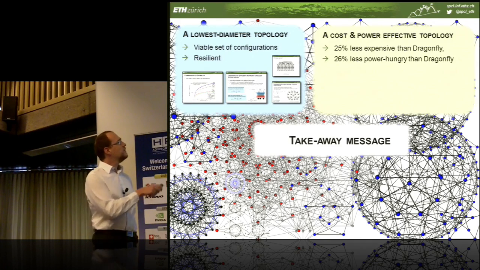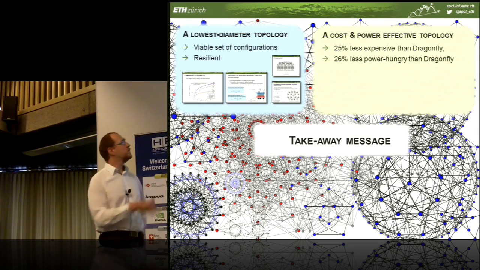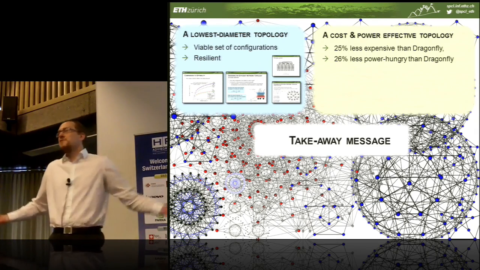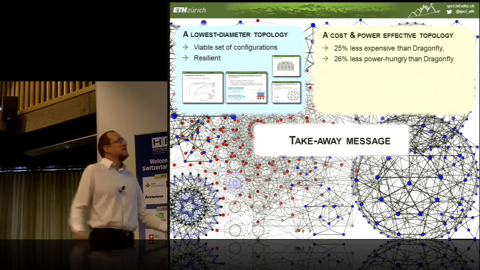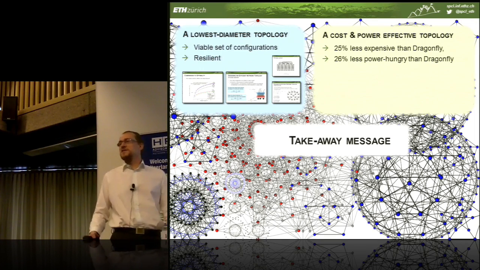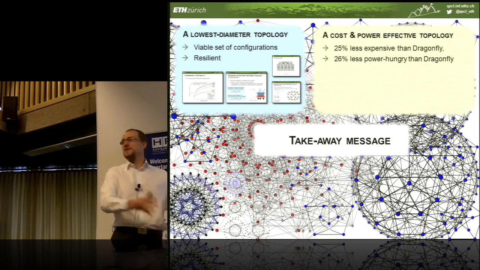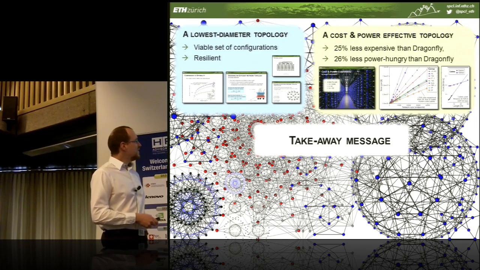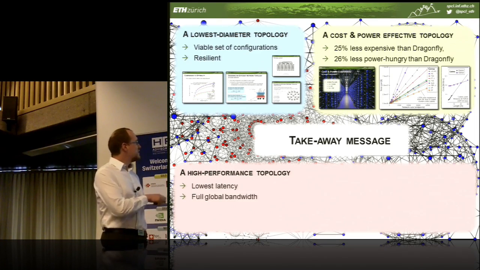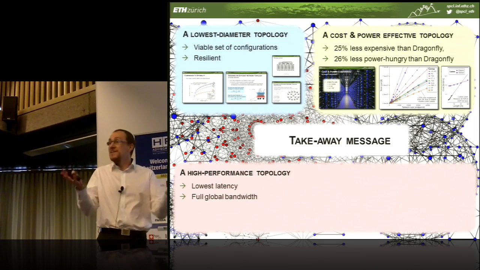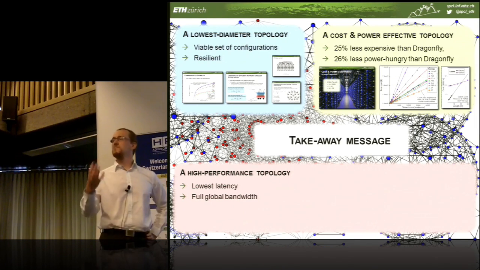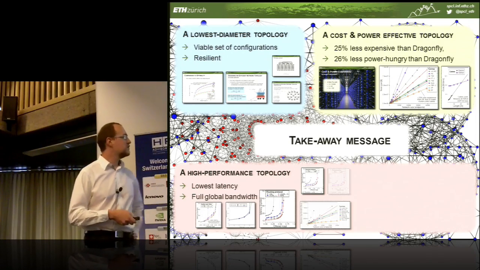We are 25% less expensive than a Dragonfly and 26% less power hungry. The intuition is again that we have 25% fewer routers. If you don't need to buy 25% of the equipment, you're of course 25% cheaper and you also use less power. So it's kind of clear. And then we have lowest latency, of course, because it's diameter 2 only. And they have full global bandwidth, which we just showed, modulo the routing technology.